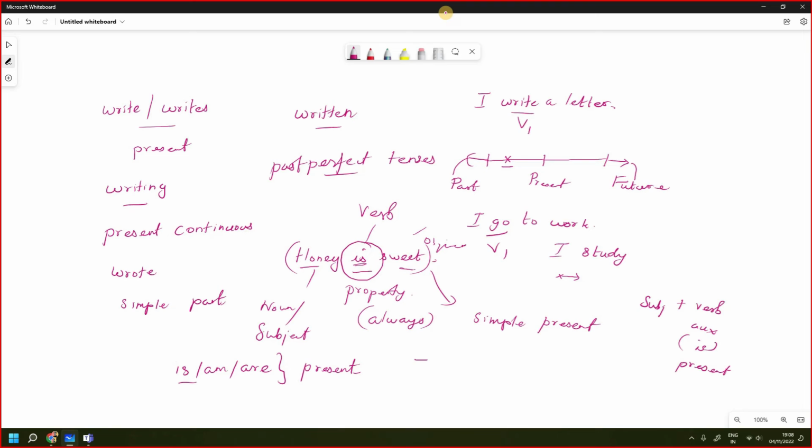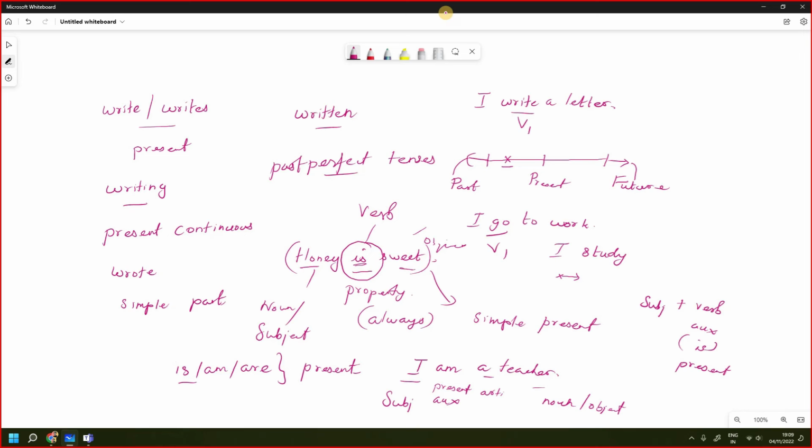Now you say, "I am a teacher." In this example, you have to find out: I is the subject. Now "am" is an auxiliary verb, and what kind of auxiliary verb is it? It is a present auxiliary verb. "A" is an article, and "teacher" is a noun, or it can be an object here, whatever it is. Let us not bother about this word. We're focusing only on the subject and the verb.